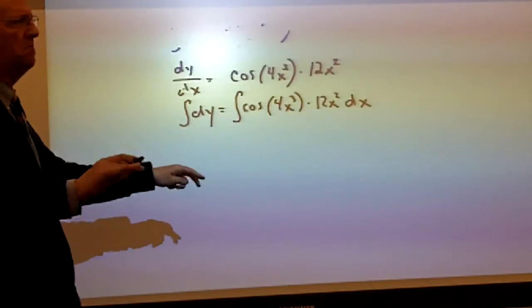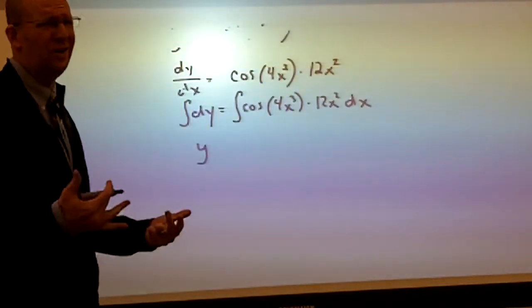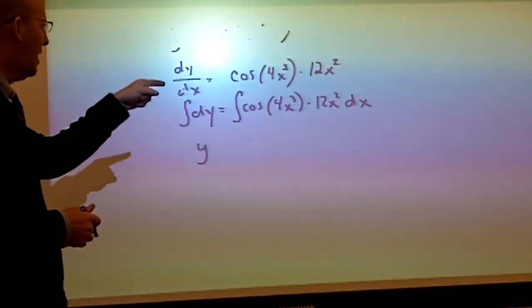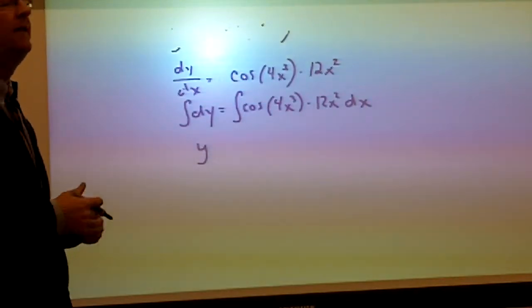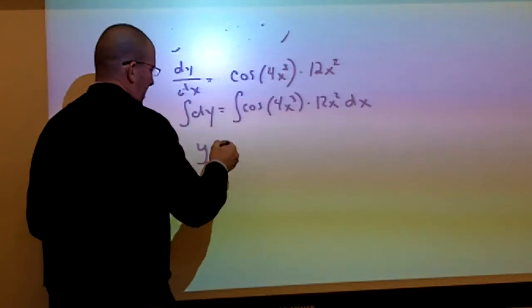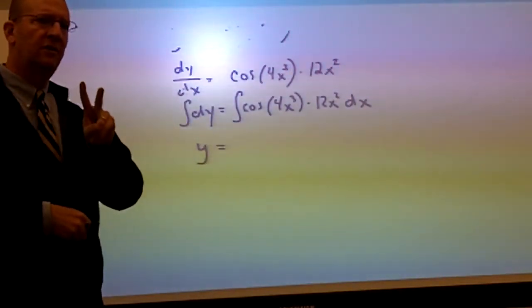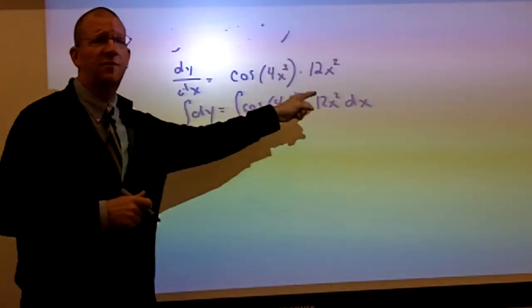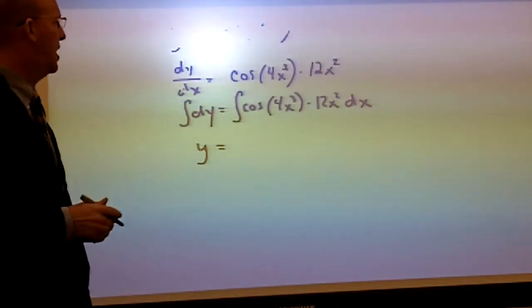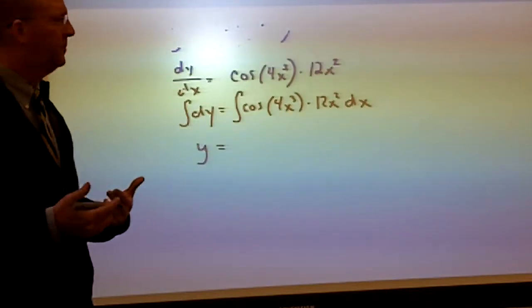Left side, no problem, y. Actually, it's y plus c, but we're going to throw the c on the other side. How do we do the right side? That's today's lesson. Here's how we do it. Two options. One, you do 10,000 of these, and you'll eventually learn how to do it. Malcolm Gladwell, 10,000 hours. Or two, let's see if we can learn it a little bit quicker.